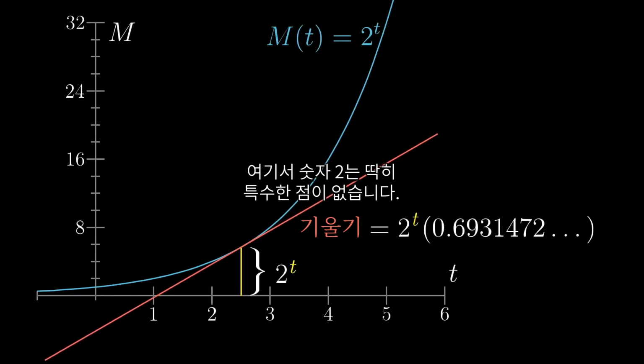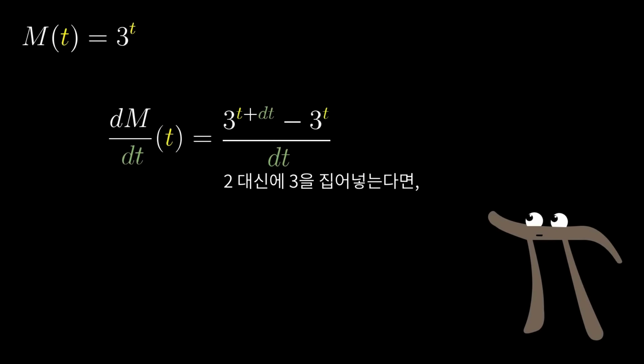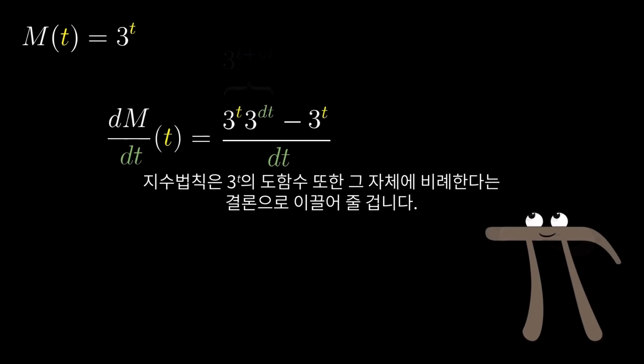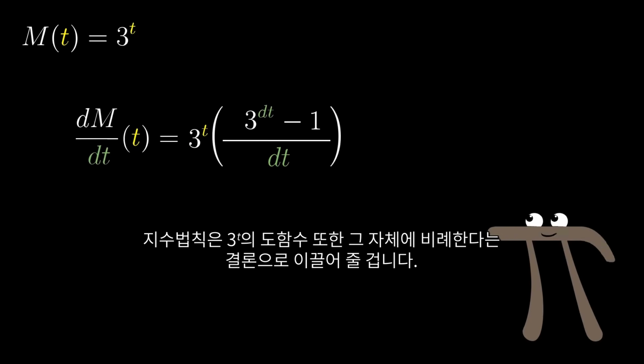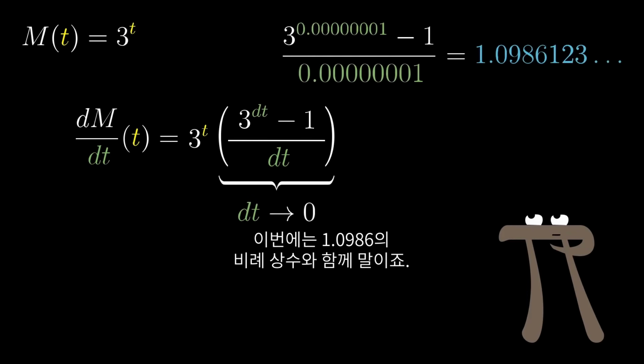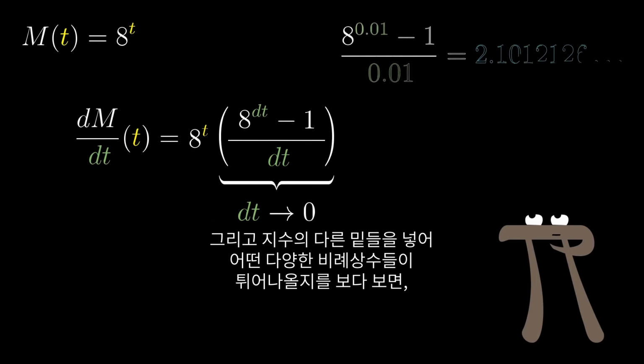And there's not too much special about the number 2 here. If instead we had dealt with the function 3 to the t, the exponential property would also have led us to the conclusion that the derivative of 3 to the t is proportional to itself. But this time it would have had a proportionality constant of 1.0986.